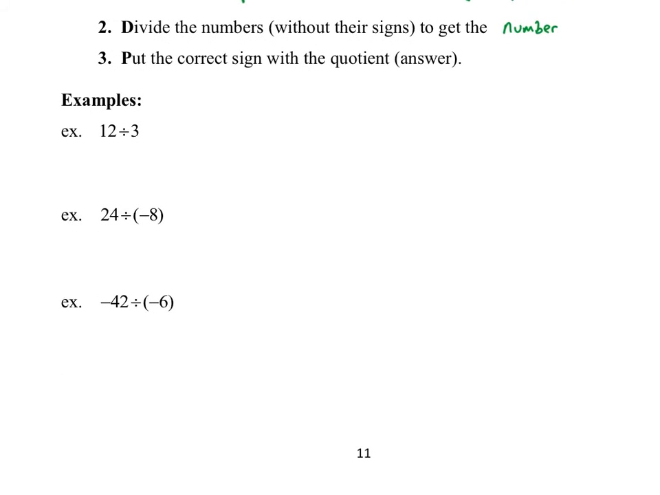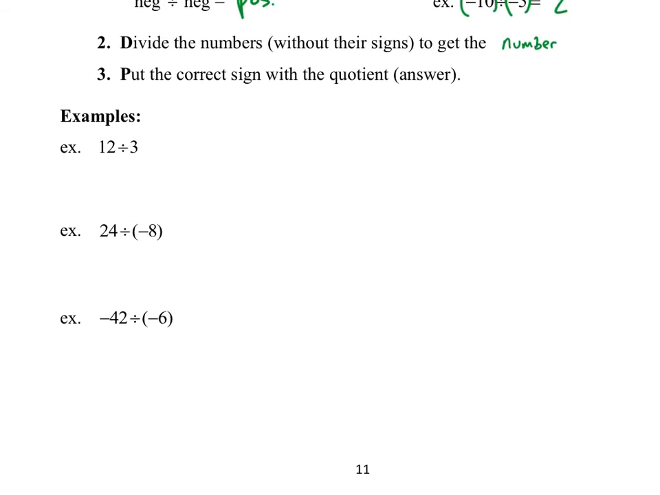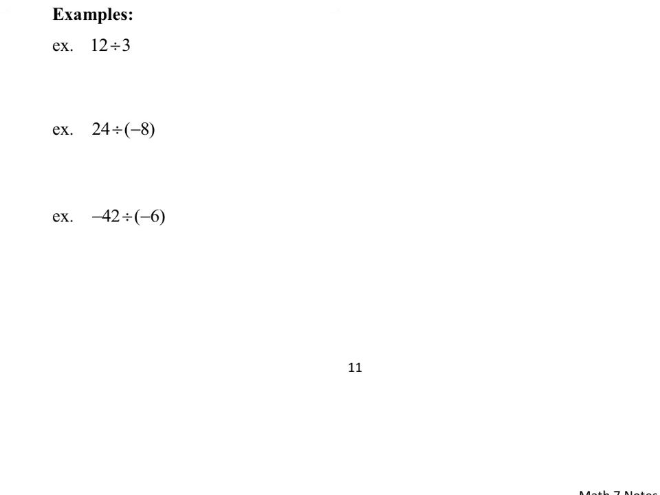All right, few examples and we are done. So if I have 12 divided by 3, they're both positive, which means my answer has to be positive. So I don't put a negative sign in, and 12 divided by 3 is 4. Another way to think about that is what times 3 gives me 12. And it's 3 times 4 is 12, so 12 divided by 3 is 4.